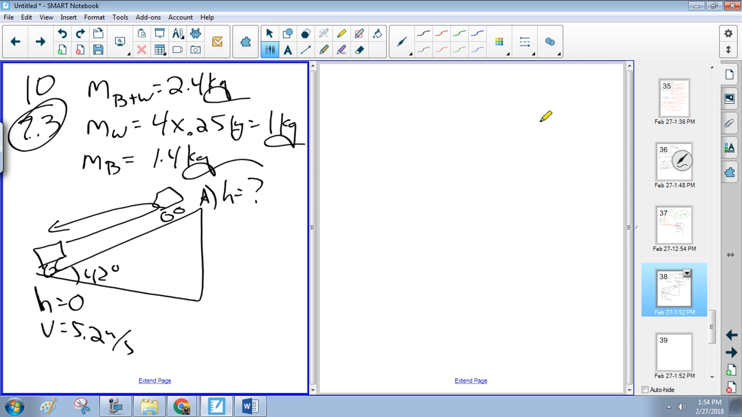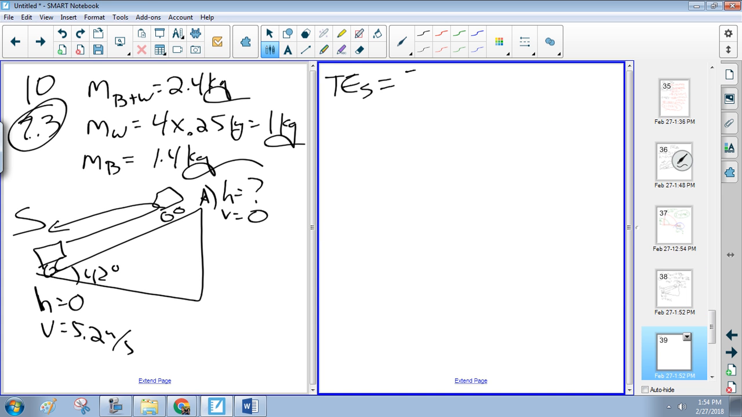What else do I know at that point, you guys? Velocity is 0. Cool? All right, so once again, let's call this point S as in start, and we're looking for the height at point A. Follow? All right, so it is true that the total energy at the start has got to equal the total energy at point A.